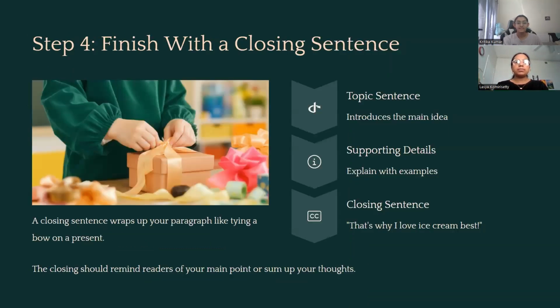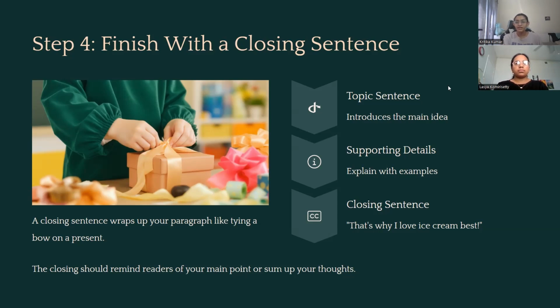And then your step four is to finish with a closing sentence. So this is your last and final step. A closing sentence wraps up your paragraph like tying a bow on a present. Like you see in the picture here, once you're done wrapping your present, you tie a bow around it. That is like, okay, I'm done with wrapping this present. That's how a closing sentence is. I'm done with wrapping up my paragraph.